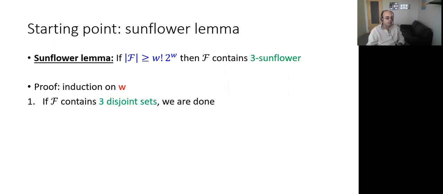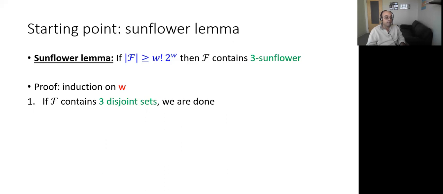The first step is this base case saying, well, if my set system contains 3 disjoint sets, then we are done, right? Because 3 disjoint sets are a trivial sunflower. There are 3 sets where no element belongs to more than 1 set. So that's going to be a trivial sunflower.